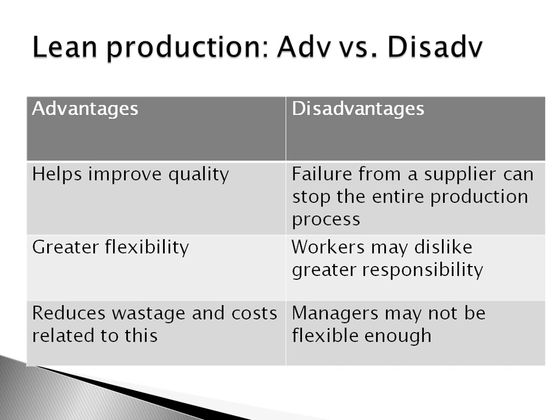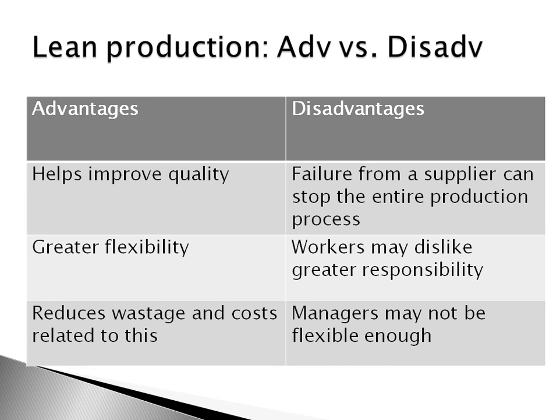It improves quality. Customers are more satisfied with the quality. There's greater flexibility. There's lower reject costs. There's shorter lead times and more motivated staff and less staff turnover. The disadvantages to all of this is it doesn't suit all production processes. Failure by one small supplier can halt the entire production process, and workers may dislike greater responsibility, and managers and staff may not be flexible enough.